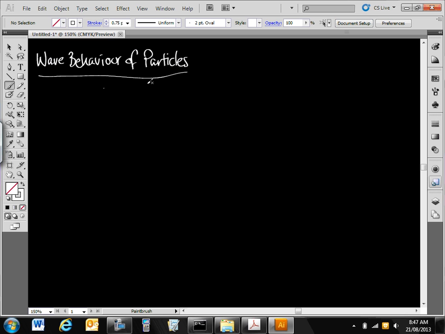Morning, this is wave behaviour of particles. We've been looking at light behaving as a wave and a particle. Now we're going to look at the fact that particles might behave as waves also.